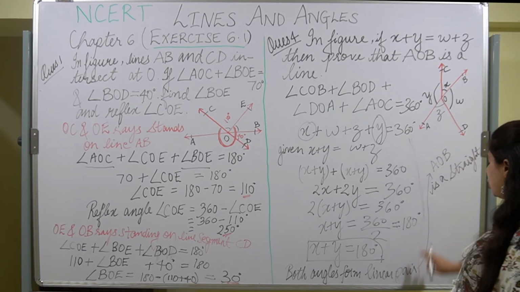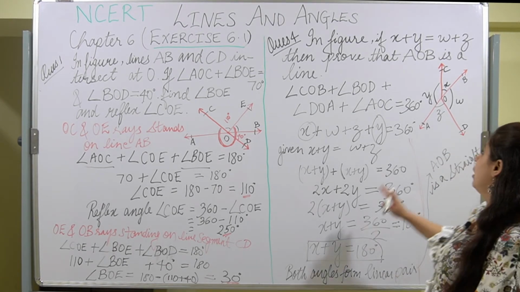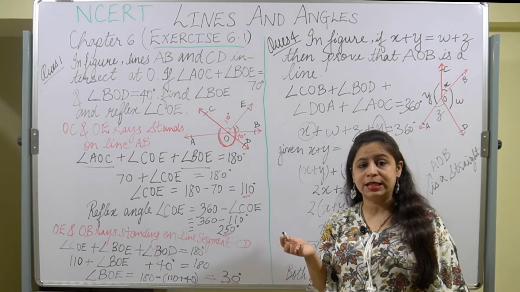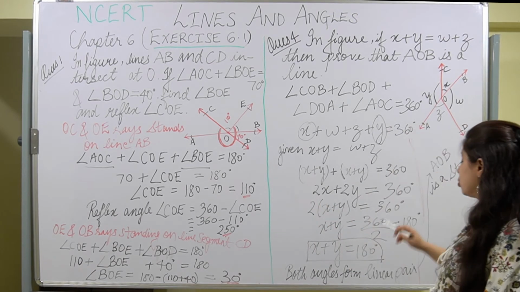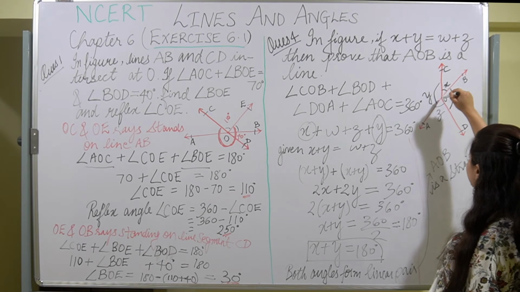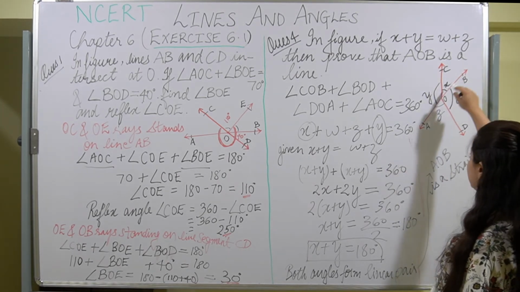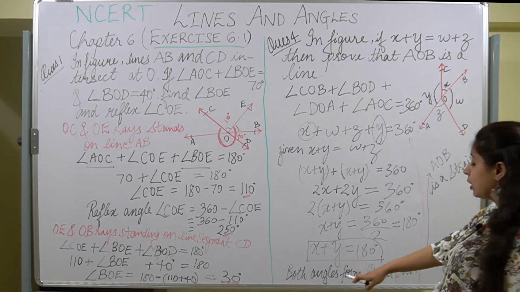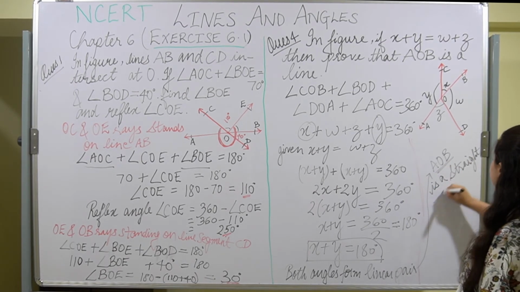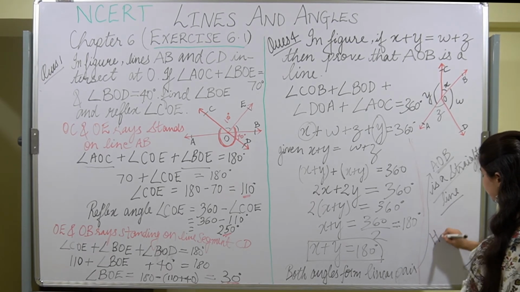Because the linear pair is only possible in the case of a straight line, and it's only possible if the sum of the adjacent angles is equal to 180 degrees. So x and y are the adjacent angles over here, and they are having a common vertex O, they are having a common arm OC, and so we can say that both the angles form a linear pair, and hence we can say AOB is a straight line. Hence proved. Okay.